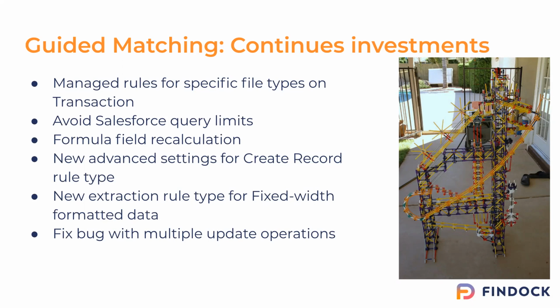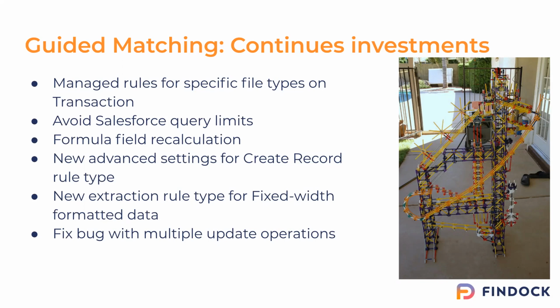improvements. For example, when you run a query in Salesforce and it returns more than 50,000 results, the Salesforce transaction dies. So we make sure you cannot hit that limit anymore when you make a bad config in guided matching. We've introduced a setting where you can recalculate formula fields after you've executed the rule. So you can put your business logic in formula fields instead of in guided matching rule entry criteria.